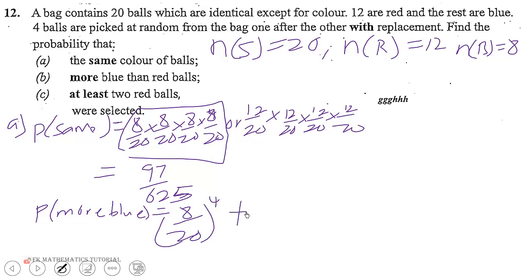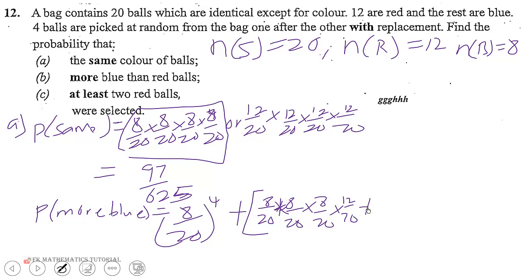Or we have 3 are blue and 1 is red. So if 3 are blue, then we have these possibilities. Either the first one is blue, which is 8 over 20, and the second one is blue, times, and the third one is blue, but the fourth one is red, which is 12 over 20.